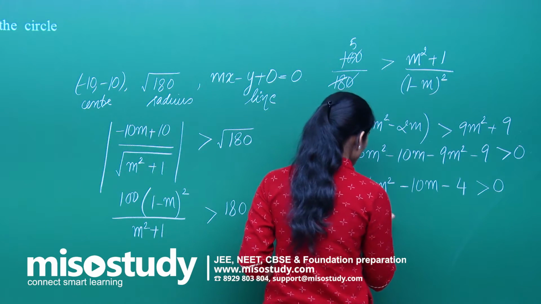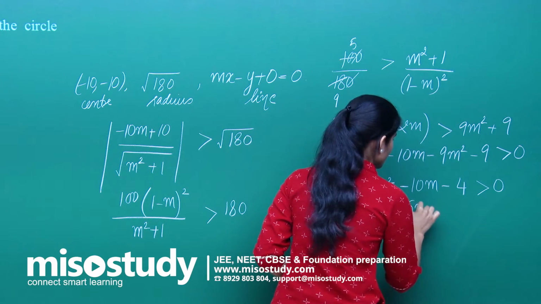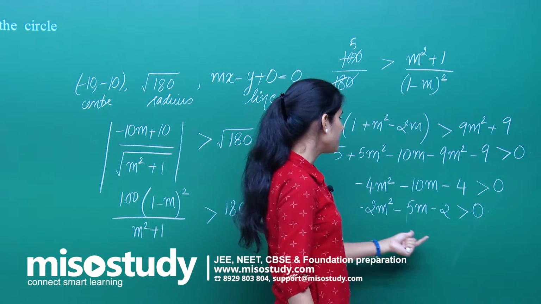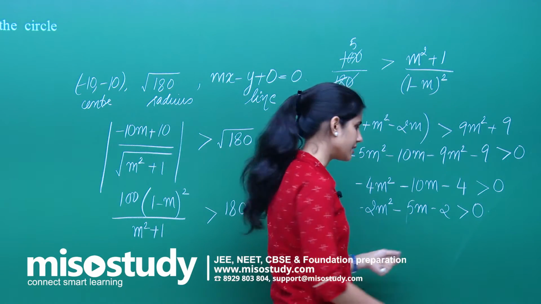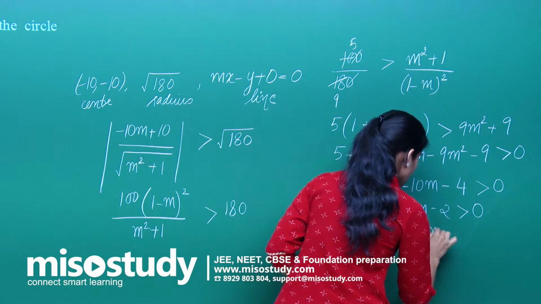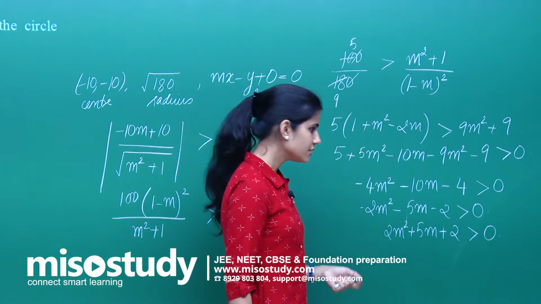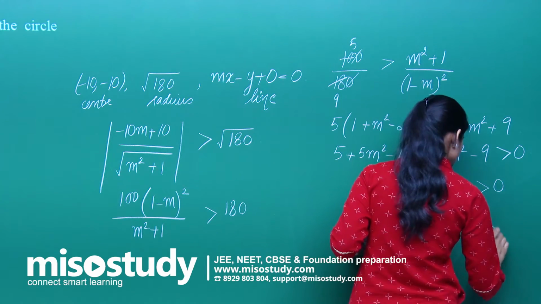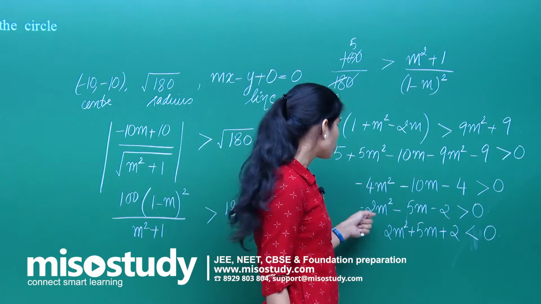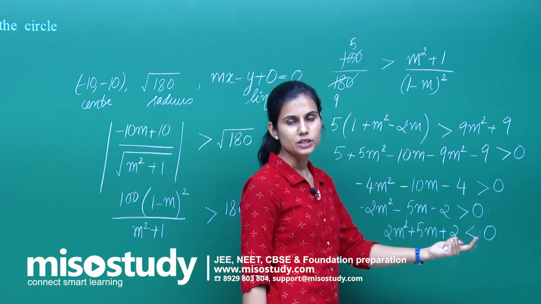You take out 2 common, you get minus 2m square minus 5m minus 2 is greater than 0, or 2m square plus 5m plus 2 is greater than 0. Isn't it? Or I should write over here less than 0. Why? Because I am taking out minus sign common, right? So if minus of this is greater than 0, this term is less than minus of 0, which is 0 itself.